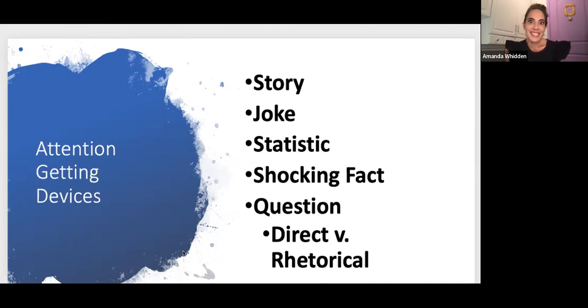Then we also have statistics. You can always use numbers if you want to get us interested, like how many times you've done something, or perchance, is there a shocking number that you're like, what? Who would have guessed this is happening in the world around us? And that's maybe something that you're interested in. So you can give us a statistic or a shocking fact, some kind of startling statement to engage us.